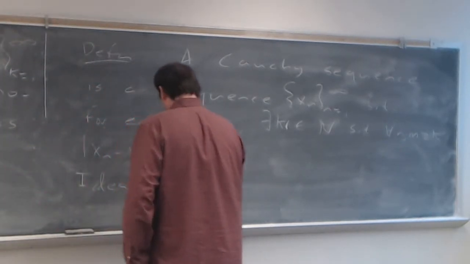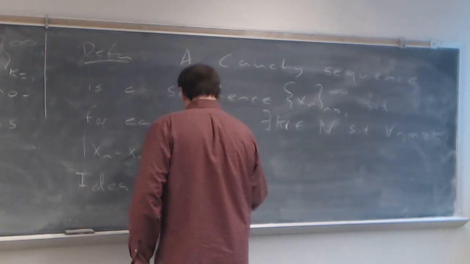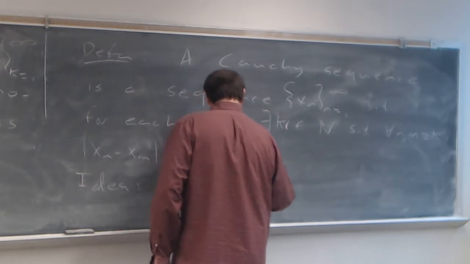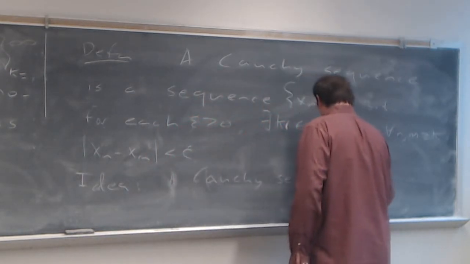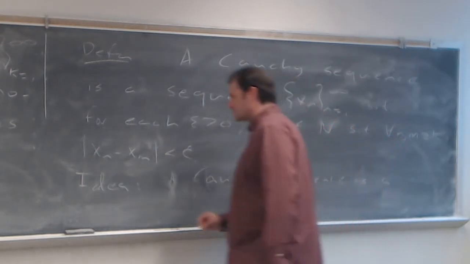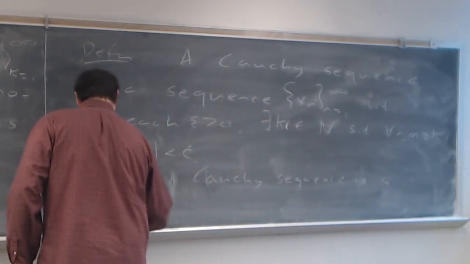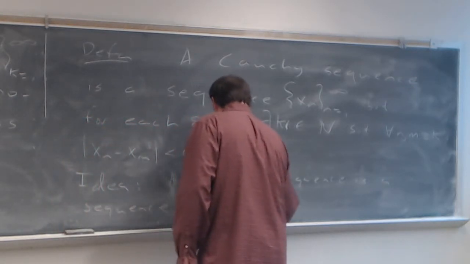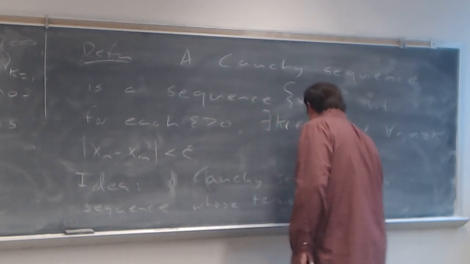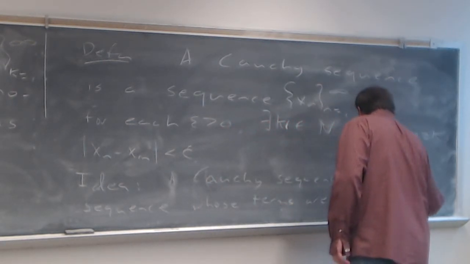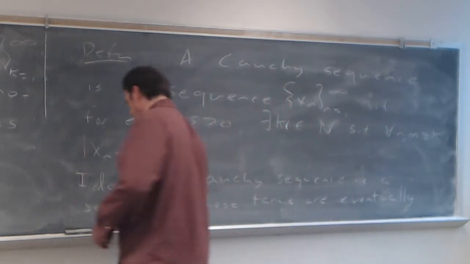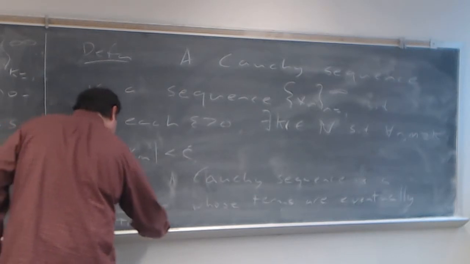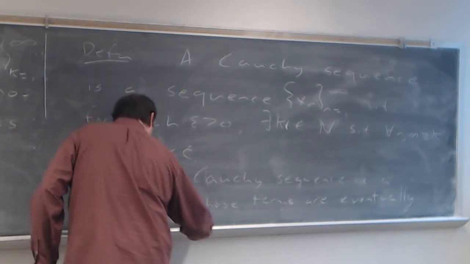The idea, as you said, is that a Cauchy sequence is a sequence whose terms are eventually getting arbitrarily close to each other. I'm going to write it down here.